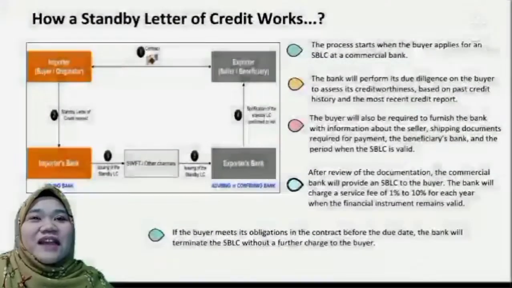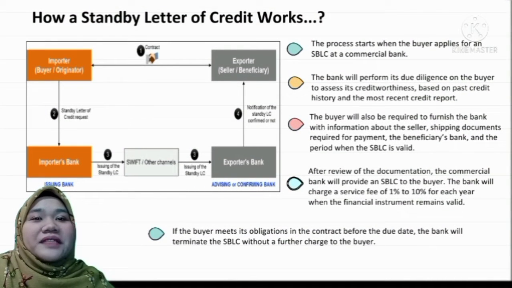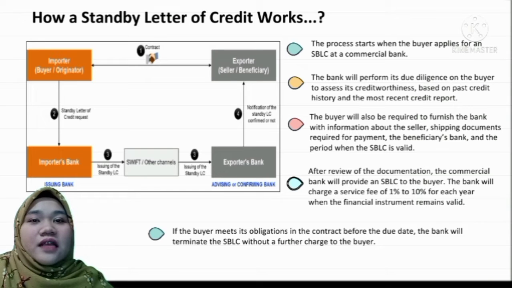Next, how a standby letter of credit works. The process of obtaining an SBLC is similar to a loan application process. The process starts when the buyer applies for an SBLC at a commercial bank. The bank will perform its due diligence on the buyer to assess its creditworthiness based on the past credit history and the most recent credit report.